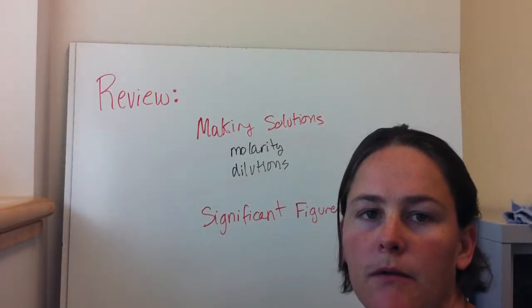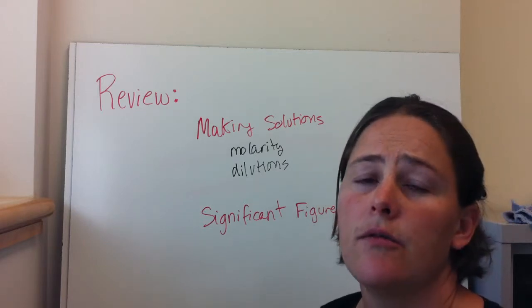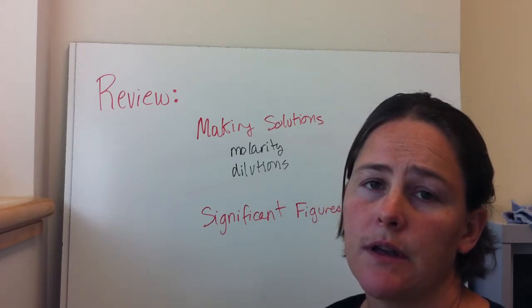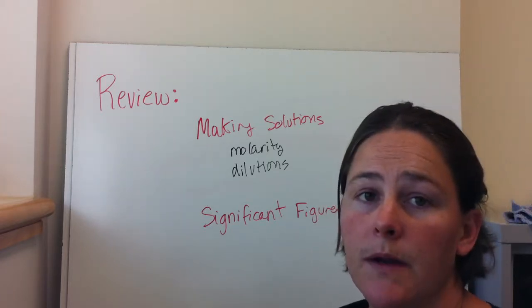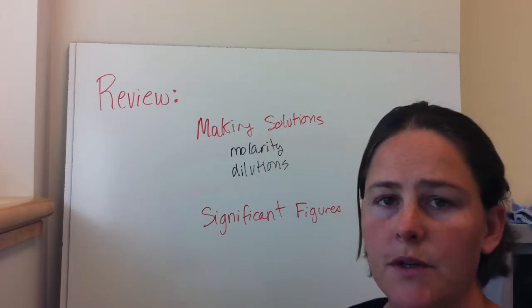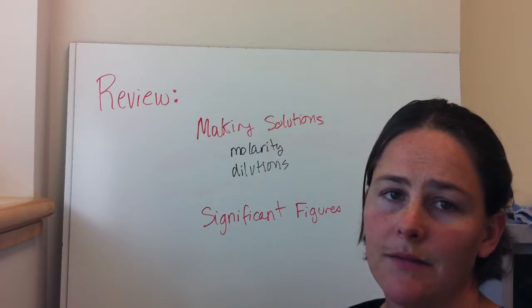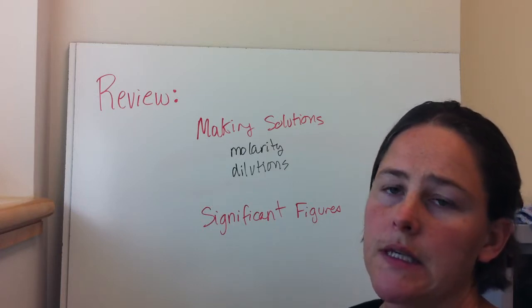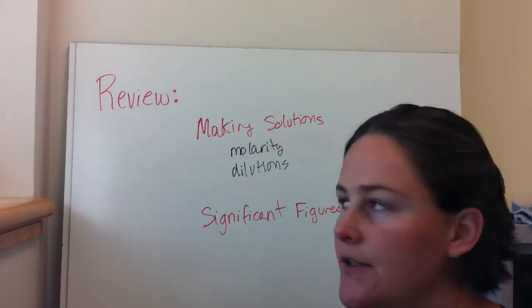So we're going to talk about what you definitely learned in Gen Chem and what was on the material that was on the pretest this morning. The first thing that we're going to talk about is making solutions, getting from grams in a volume to molarity, and the second thing is how to make serial dilutions. And then we're just going to briefly touch on significant figures.